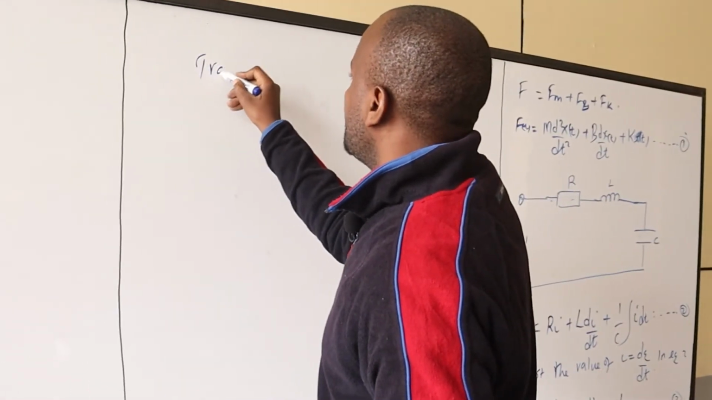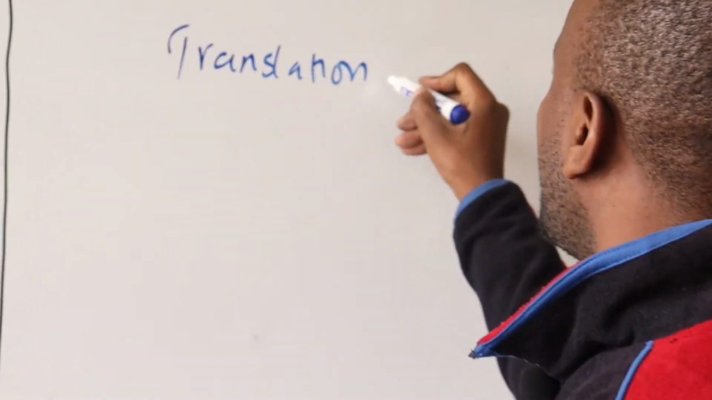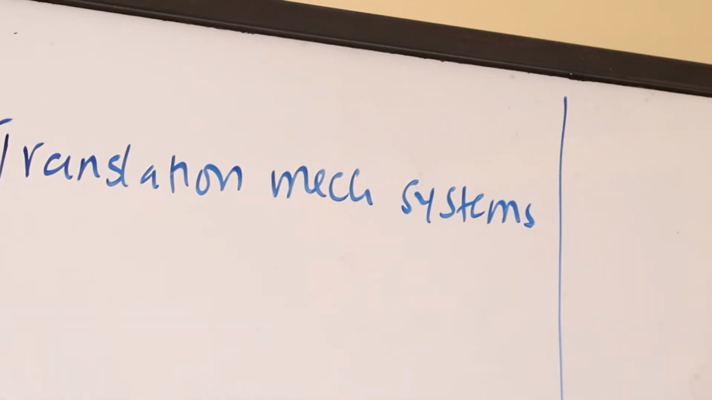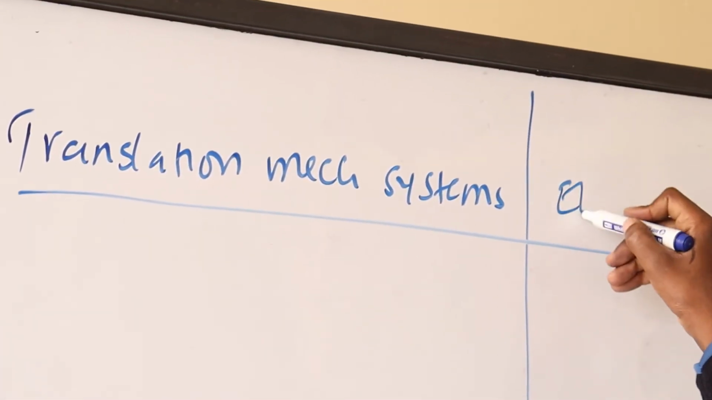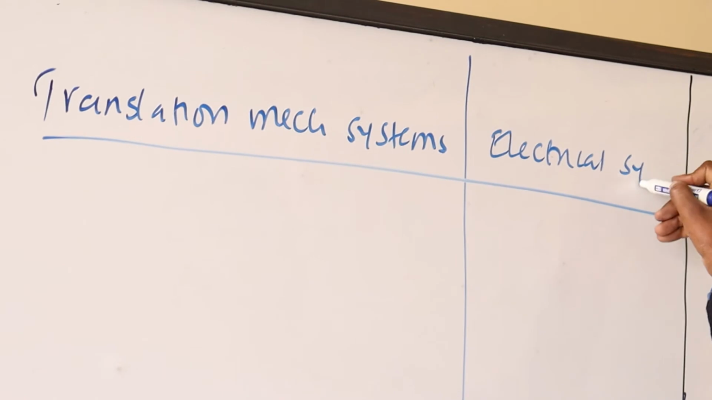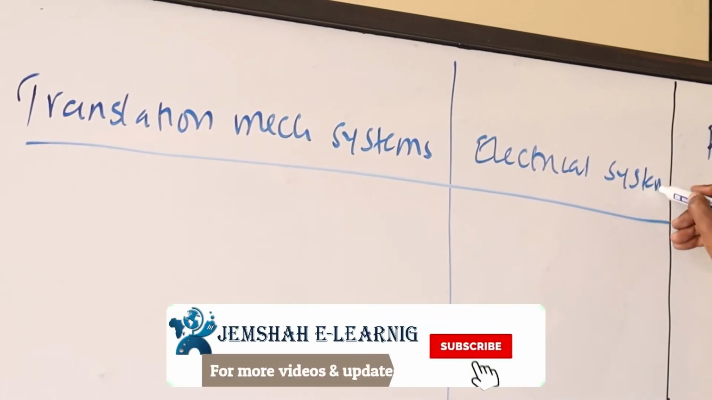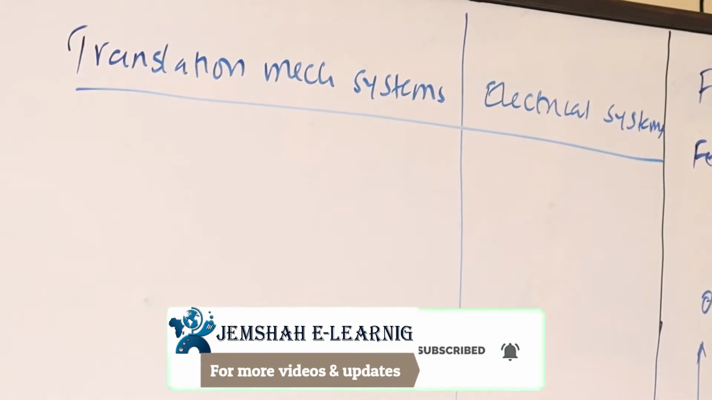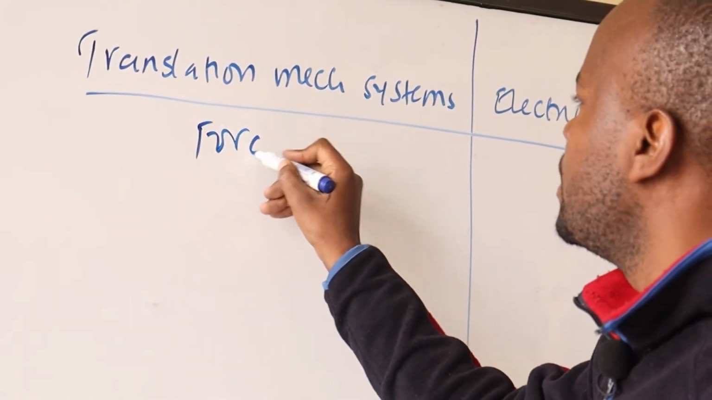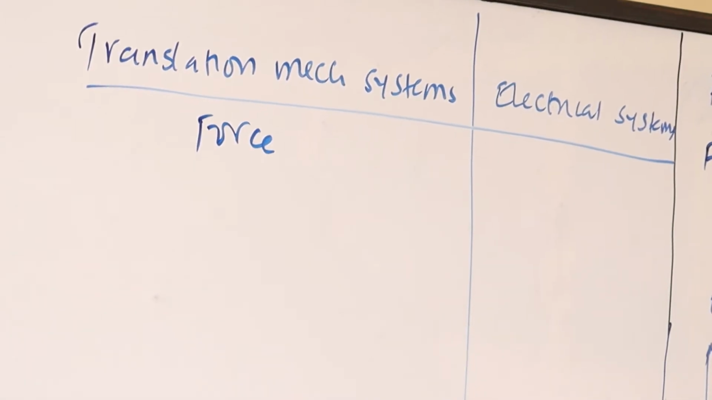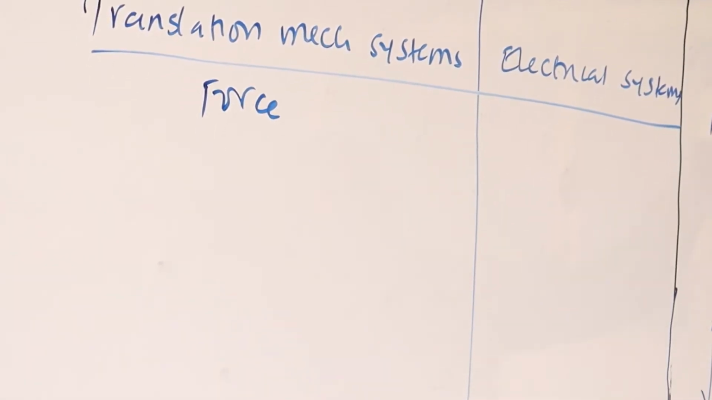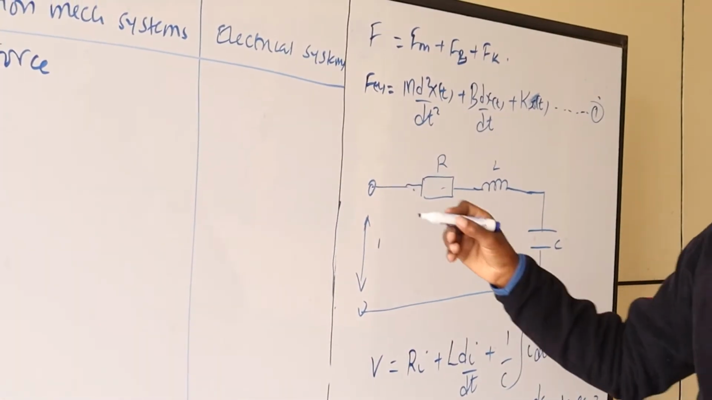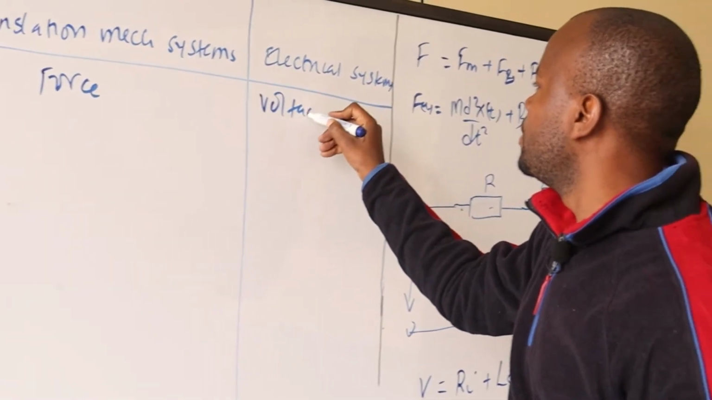So we can have translational mechanical systems on this side, and electrical systems on this side. Remember we started by looking at the force. In this case, the force represents a voltage V. If you look at this and that, you'll find that the force represents voltage.